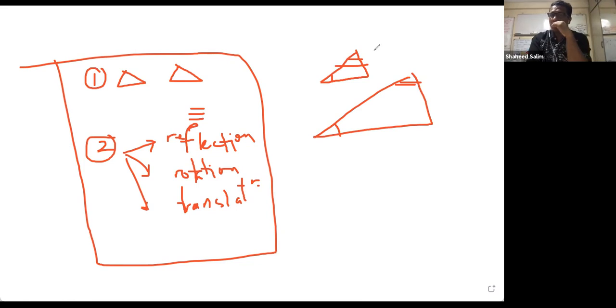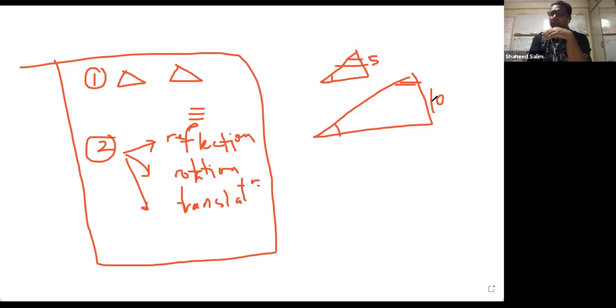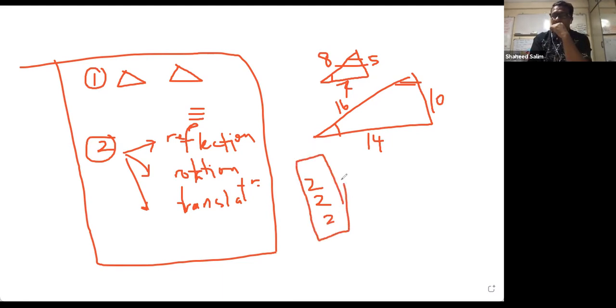The other test is the ratio of sides. Let's say this is 5 cm, this one is 10 cm, so it's 2 times. Down here, if this is 7, this one must be 14, and if this is 8, this one must be 16. So the ratio of corresponding sides will be the same. 16 divided by 8 is 2, 14 divided by 7 is 2, 10 divided by 5 is 2. Can you see this proves they are similar? It's just this 2, and from there you have so many questions.